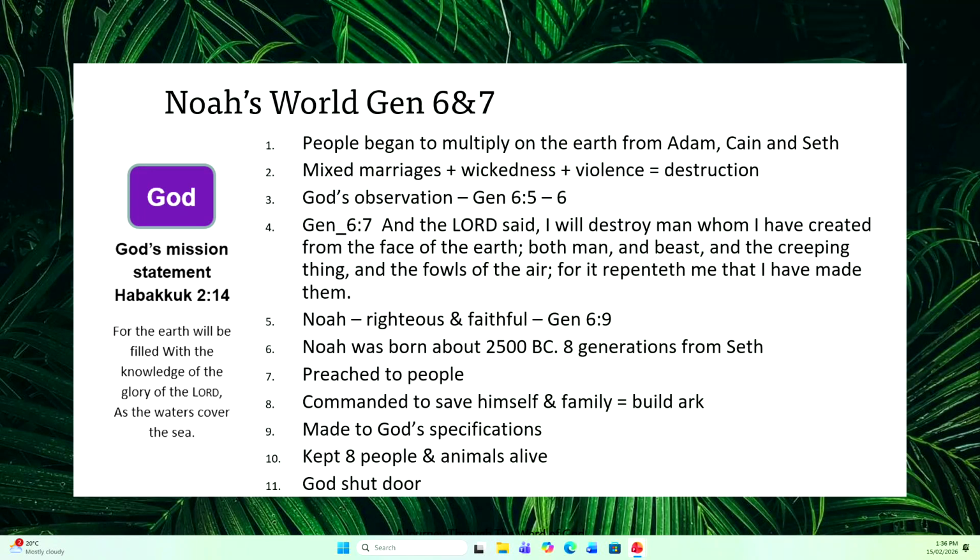And unfortunately, Noah would have been seen as a bit of a madman because it had actually never rained on the earth. And I think there are verses, well, we won't read them out today, in the New Testament that make it clear that in Noah's day, it had actually never rained.